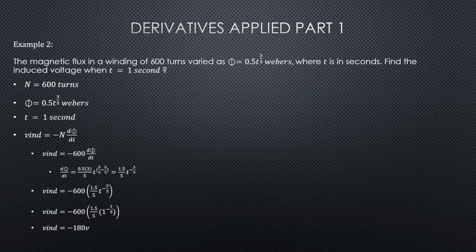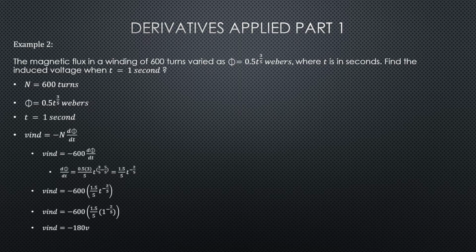Right, here's example number 2. The magnetic flux in a winding of 600 turns varied as phi is equal to 0.5 t to the 3/5 in Webers, where t is in seconds. Find the induced voltage when t is equal to 1 second. So we know we've got a winding with N equaling 600 turns. The number of turns is 600. And phi is equal to 0.5 t to the 3/5. And it wants to know what is the induced voltage after 1 second.